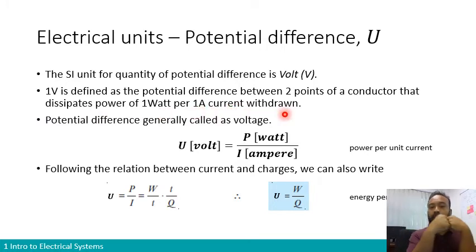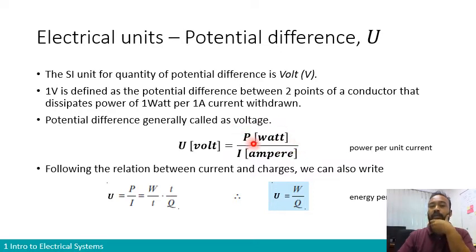Okay, in simple words, let me explain. So imagine if you have a load or an element. You pass through it 1 amp, right? And then you want that 1 amp to produce 1 watt of power dissipated. So if you pass 1 amp through the load and it produces 1 watt of power dissipated, the potential difference across that load is defined as 1 volt. So voltage is basically the ratio of power divided by current.